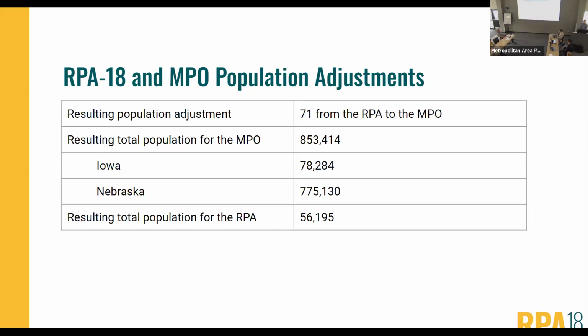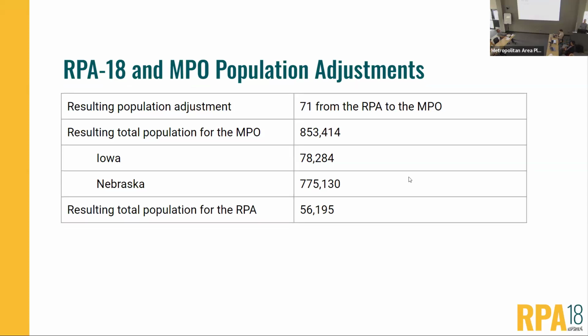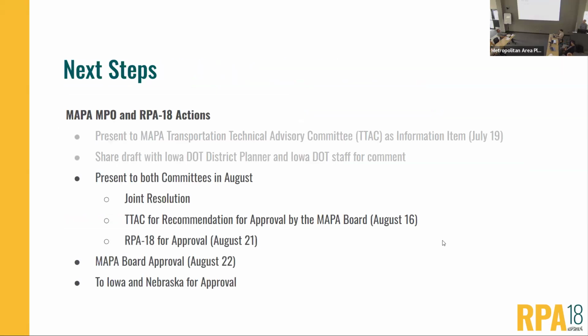Okay, wonderful. So next steps, again, this joint resolution for signature today will present the same material to the MAPA board of directors tomorrow. And once both of those are done and we have signatures, it'll be sent to Iowa DOT for approval.